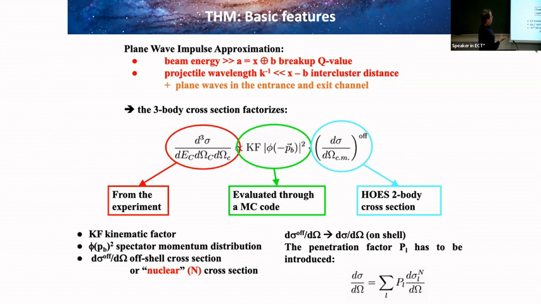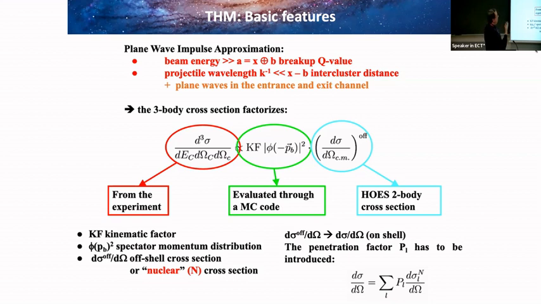So you get essentially two factors. One factor that is easy to calculate, the one in the green circle, and another term that we call the half-off-energy-shell two-body cross-section. That is the cross-section of the reaction, for instance, aluminum 27 p alpha.